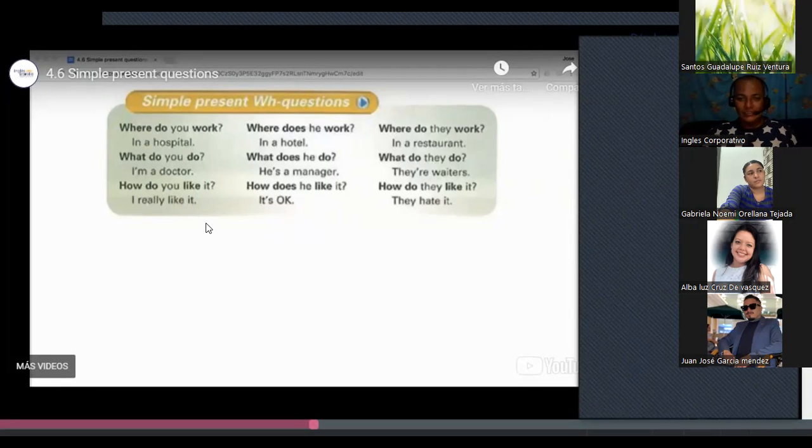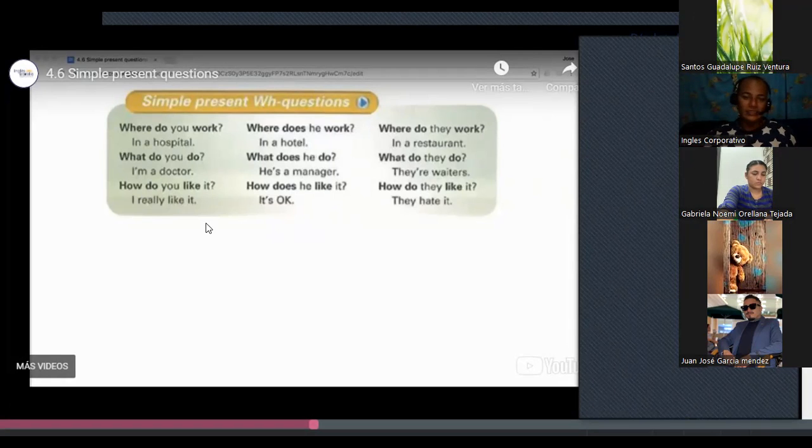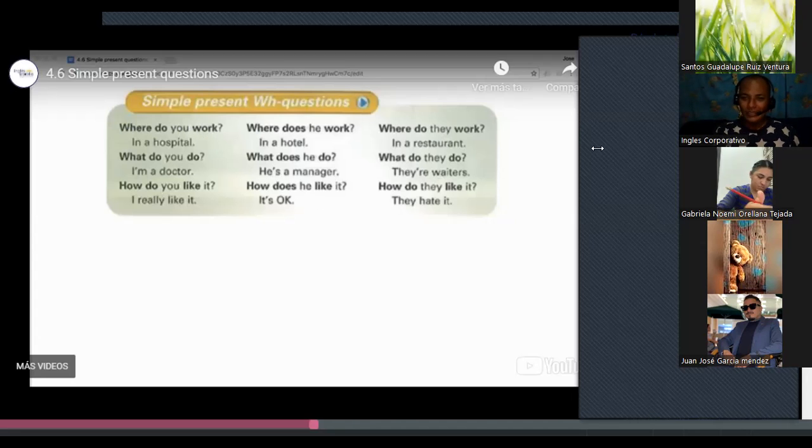Muchos compañeros quizás no están trabajando, pero sí están estudiando, ¿verdad? Entonces, en vez de where do you work, podemos preguntar where do you study, ¿verdad? Entonces ahí usamos la combinación de verbos. Puede que no todos estemos con un empleo en este momento. Así que vamos a abrir la conversación.